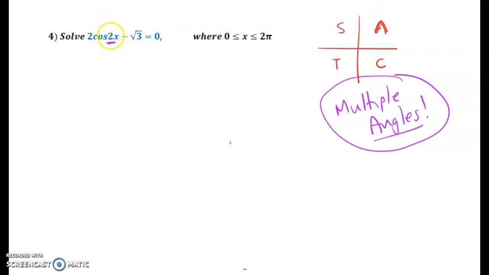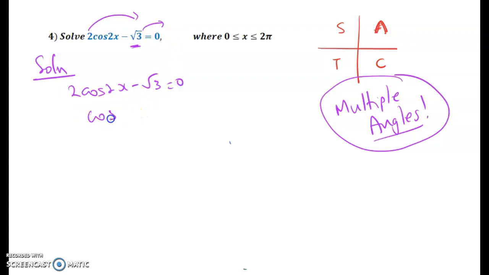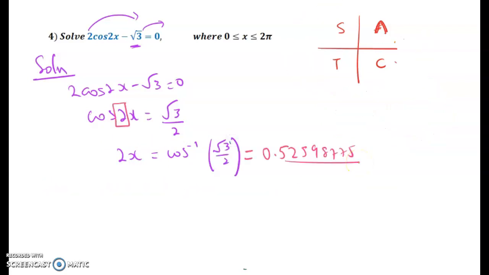So let me show you how I'd work this. Firstly, I'll just work it like regular. Send over this, send over this. Well, of course, I'll send the root 3 first. So 2 cos 2x minus root 3 would end up being cos 2x is equal to root 3 divided by 2. Then 2x is equal to cos inverse of this, of course, ends up being this value. Now this is the value for the first quadrant.